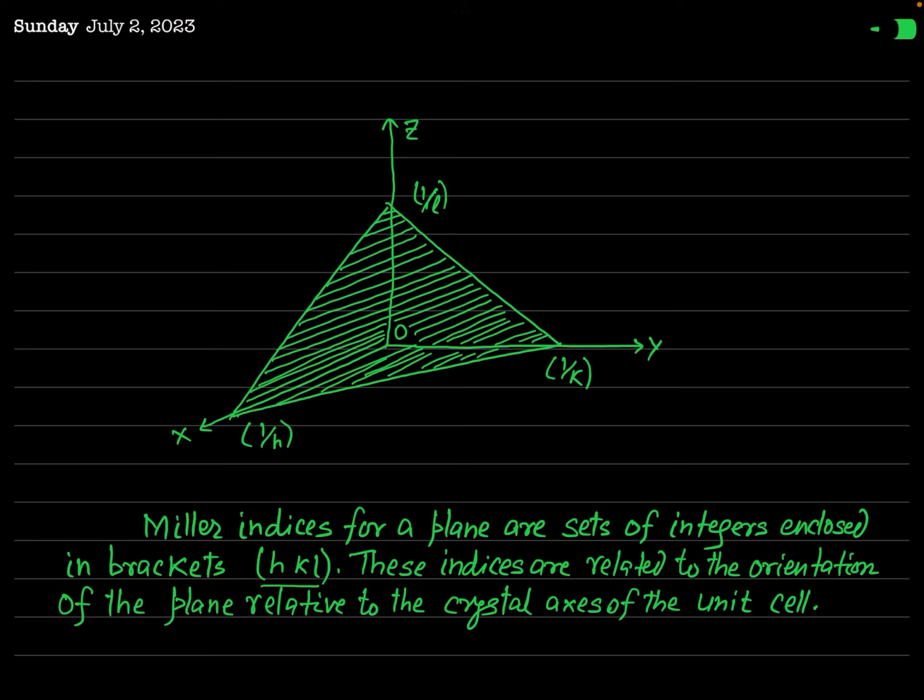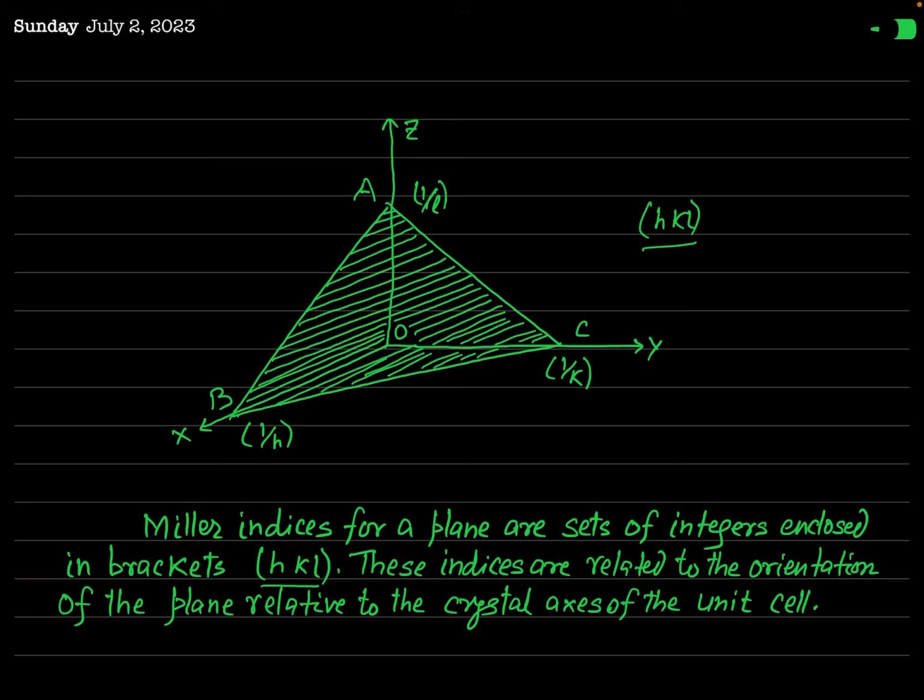As you can see in this figure, I have shown here a crystal plane. Let us say it is plane ABC. If this plane is denoted by the Miller indices (hkl), then this (hkl) represents how this plane is oriented with respect to the crystallographic axes, that is OX, OY and OZ. But first of all, we will learn how to determine the Miller indices of a given crystal plane.